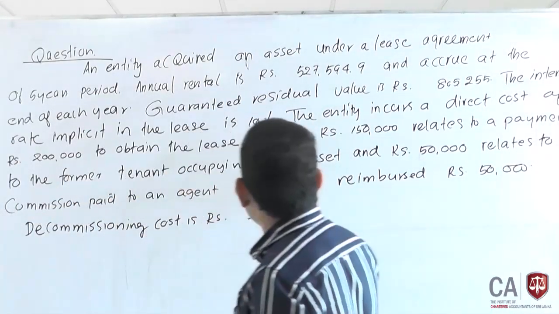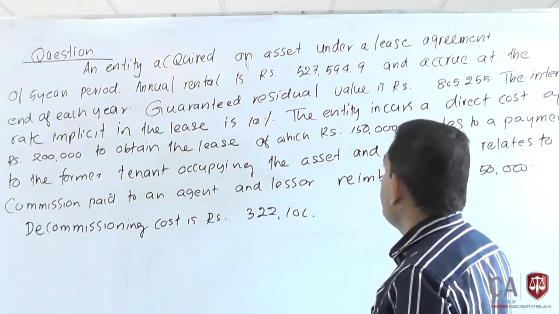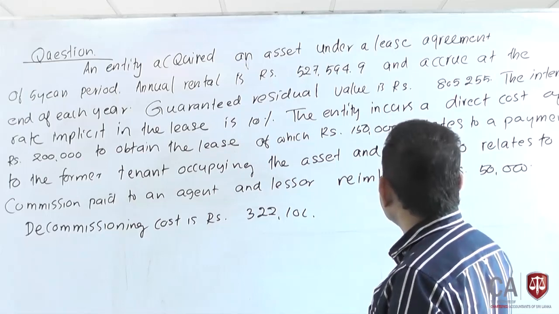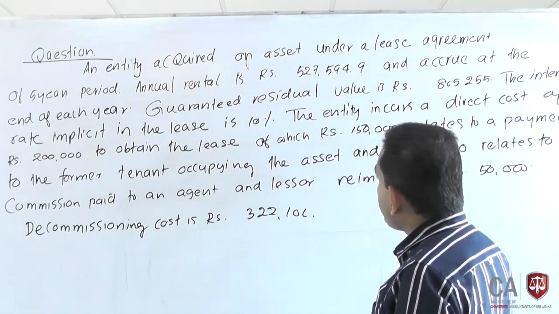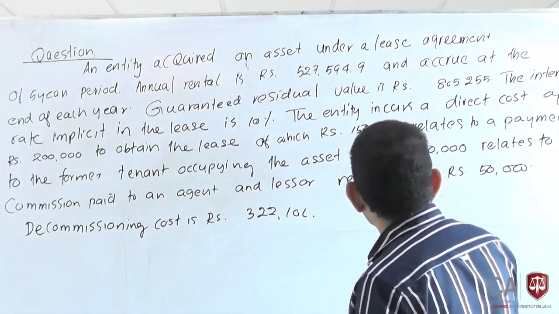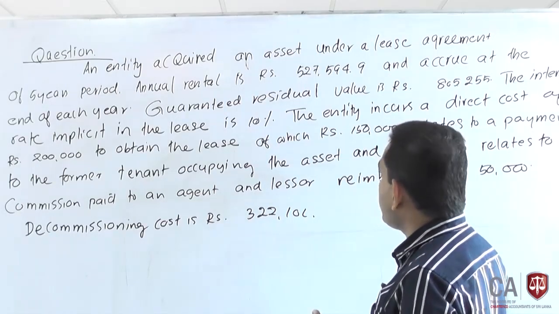An entity acquired an asset under a lease agreement of 5 years period. Annual rental is 527,594.9 and accrues at the end of each year. Guaranteed residual value is rupees 805,255. The interest rate implicit in the lease is 10%.